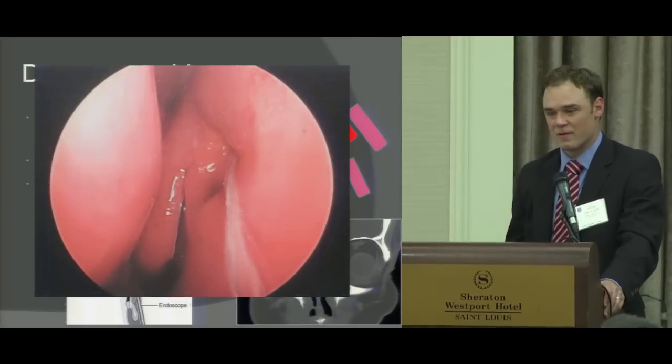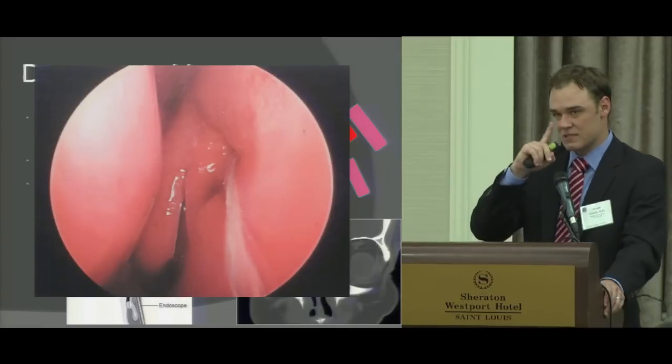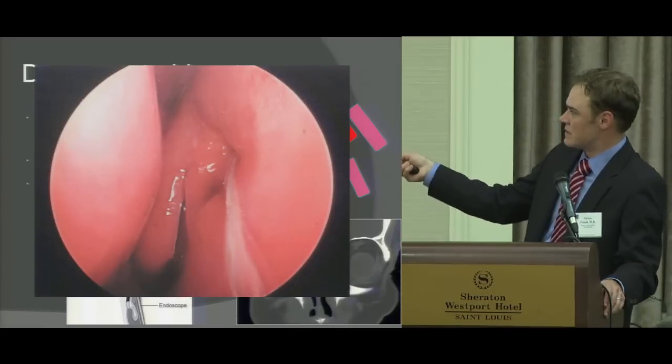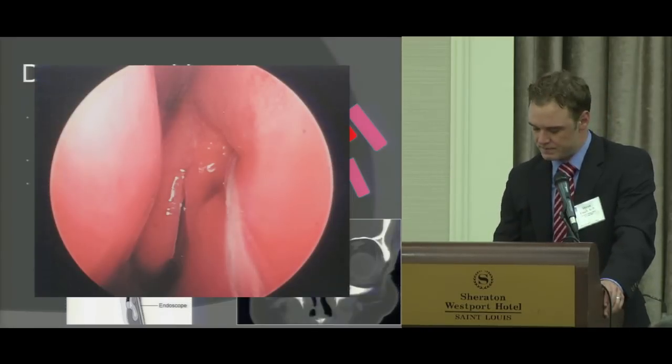Internally, when you stick an endoscope in there, this is that middle turbinate right here. This is the septum of the nose. This is the middle turbinate, and then this is that new tear duct, and it's just showing those stents or tear duct tubes that I put in there that allow the tear duct to heal.